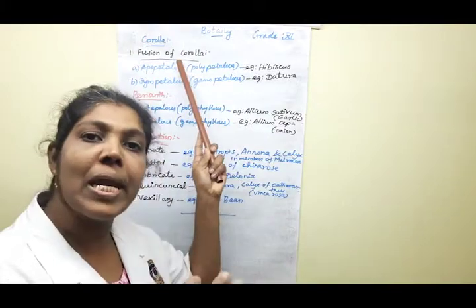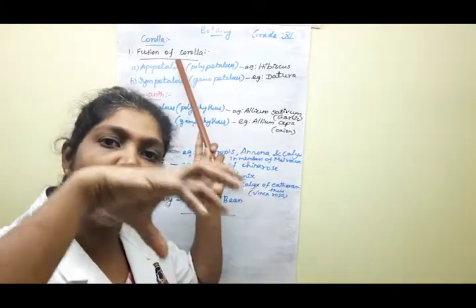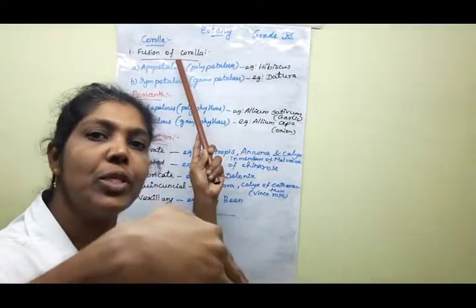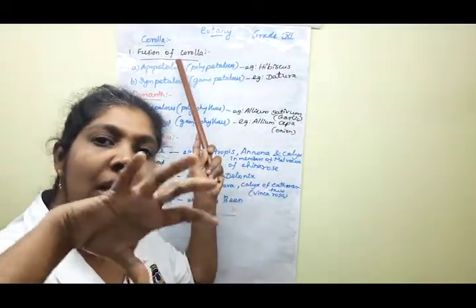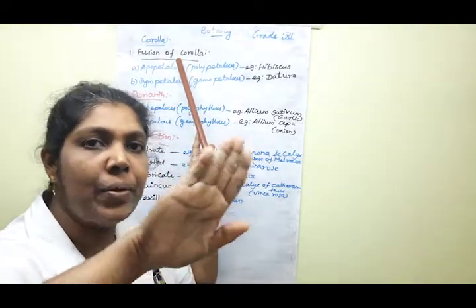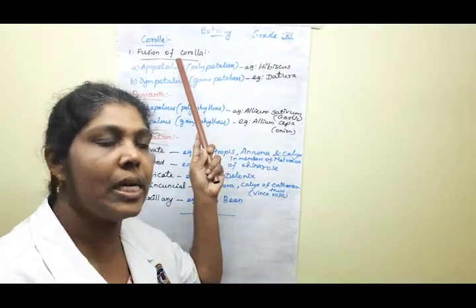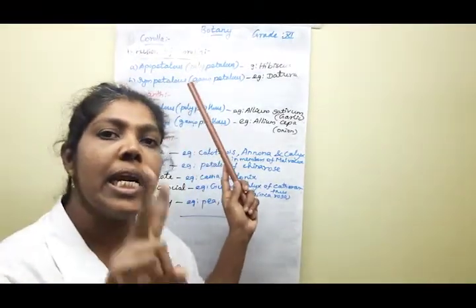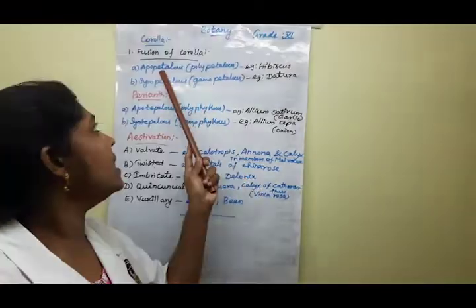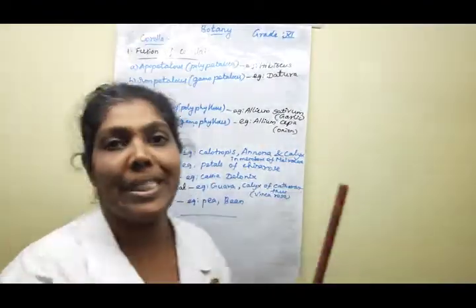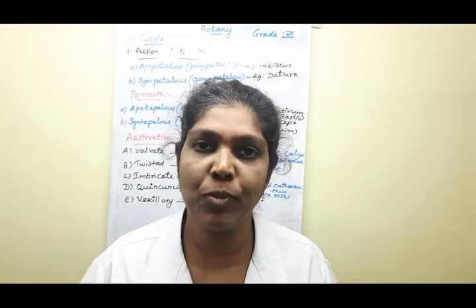Already we have completed the calyx: how fusion occurs, what the types of fusion are, and what the arrangements of the calyx are. The same manner is repeated in the corolla part also. Clear, children? Yes. So here also we are using two terms, children: one is apopetalis and another one is sympetalis.